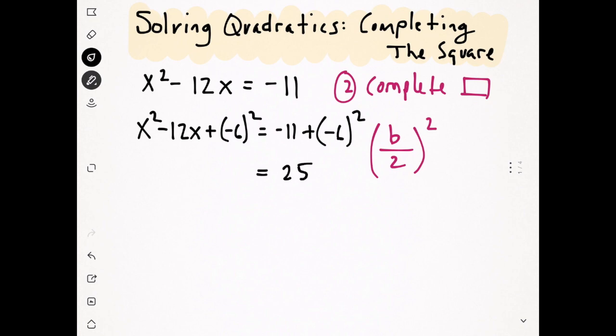And then instead of simplifying the left-hand side by squaring negative 6 and having a trinomial, what we're going to do is notice that we have a squared term at the beginning of the trinomial and at the end of the trinomial, which means it's a perfect square trinomial, so we can factor it into a binomial squared. So we can factor it into x minus 6 squared.